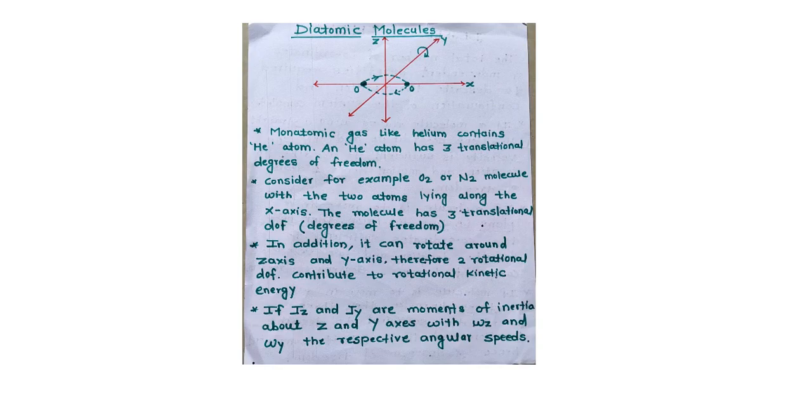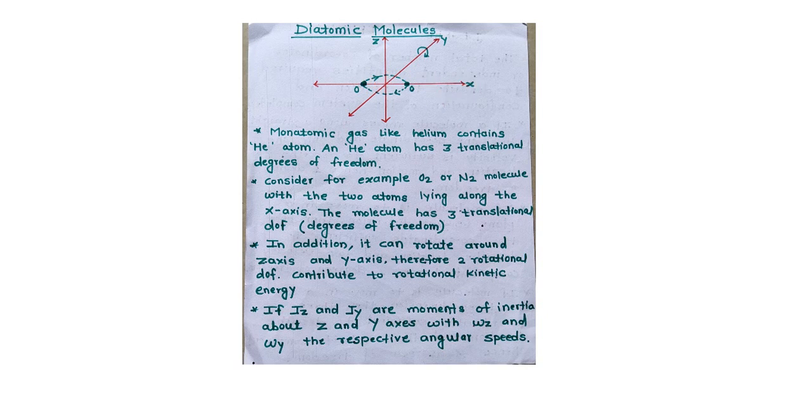Now we will see about diatomic molecules. So what are diatomic molecules? Gases which have molecules consisting of 2 atoms are called diatomic molecules of gas. For example, O2, H2, N2 like this. For a diatomic molecule, consider the 2 independent axes, z-axis and y-axis of rotation of a diatomic molecule such as O2 lying along the x-axis. This is the O2 lying along the x-axis.